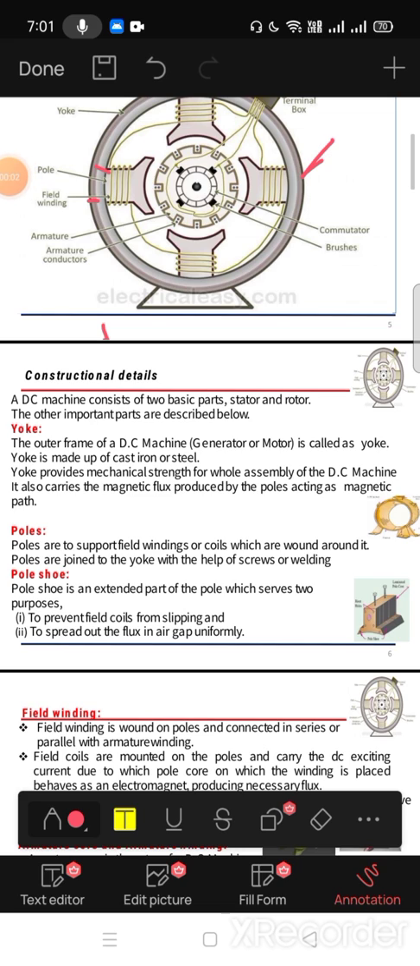Field winding is wound on the pole and connected in series or parallel with the armature winding. Field coils are mounted on the poles and carry the DC excitation current, due to which the pole core, on which the winding is placed, behaves as an electromagnet producing the necessary flux.